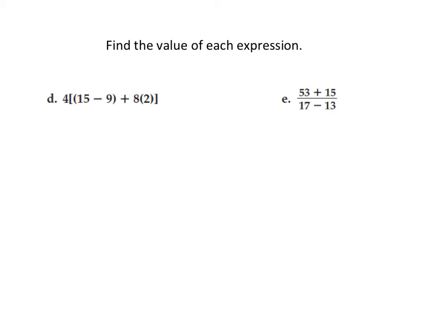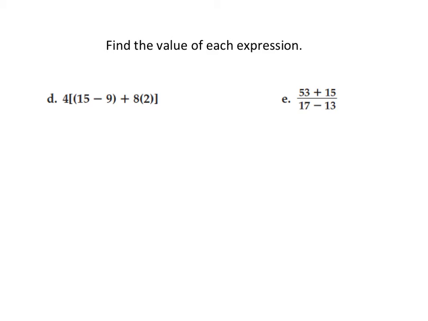We have two more problems. The directions still say find the value of each expression. In letter D, we have several parentheses, or brackets, or what we call grouping symbols. So this one has several steps to it. We have 4 times the difference of 15 minus 9 plus 8 times 2.